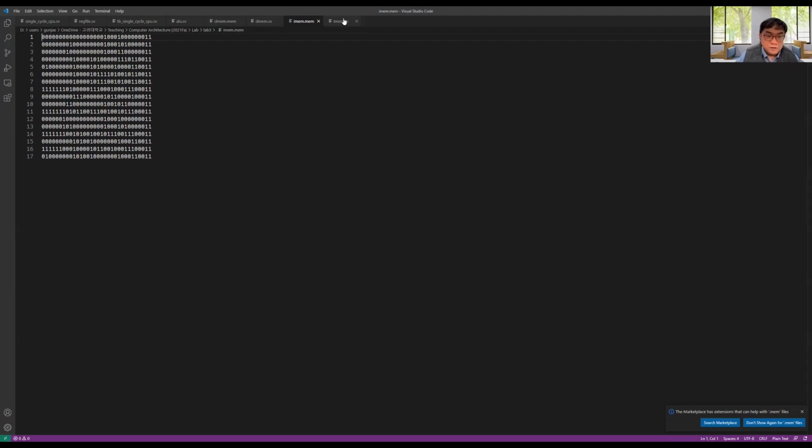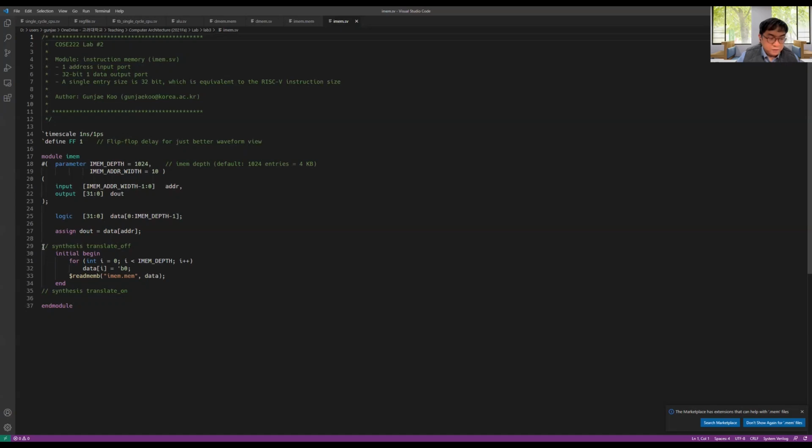If you see this instruction memory code, you can find that this is some special code. Actually in SystemVerilog, if you use this pragma, like the synthesis translate off, then this code is not translated for synthesis. Synthesis means that your RTL code is translated into some RTL code that uses the basic gates.